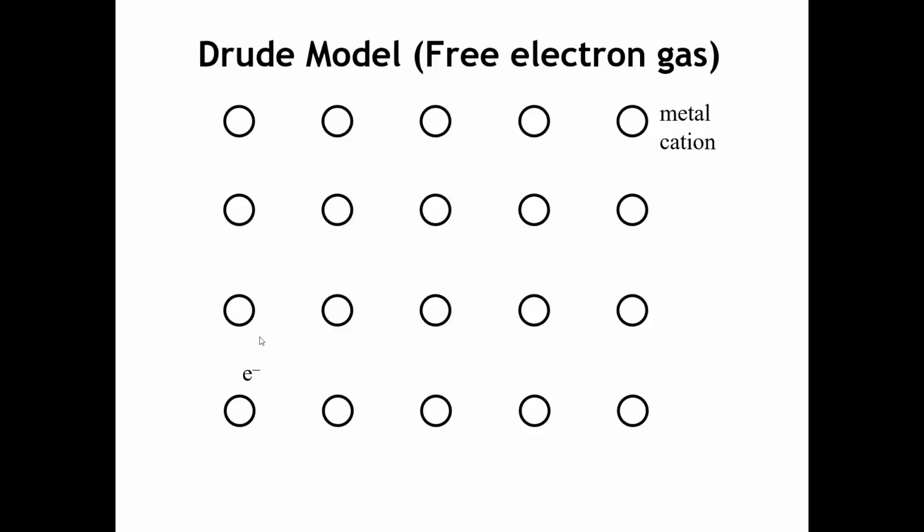We're going to start with a model called the Drude model. It's named after a scientist named Paul Drude. This model dates back to 1900, so it predates quantum mechanics. And the idea behind the Drude model is pretty simple.